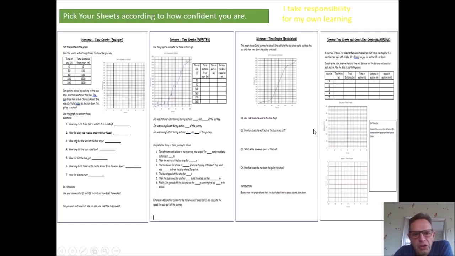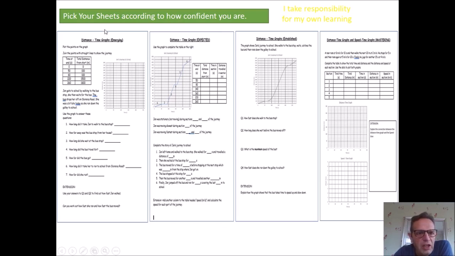Okay, at this point you should have 4 sheets attached in Teams, so you can pick which of these 4 sheets you are happy with. If you think you've followed all that and you totally got it and there were no worries at all, then go for mastering. If you think, oh, I think I've pretty much got that, but maybe I'm not too confident, start with established. If you're thinking, yeah, that was okay, I think I've pretty much got it, have a go at expected.